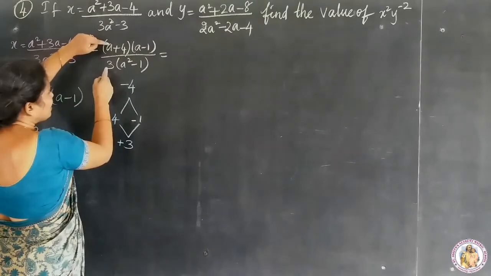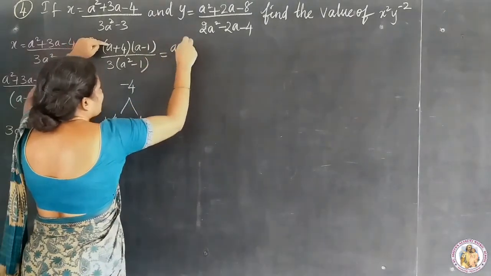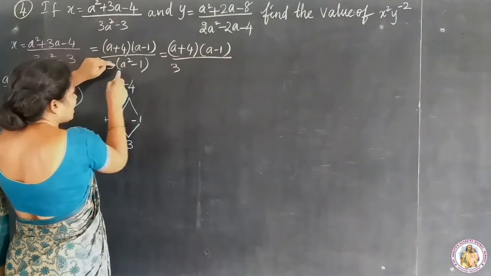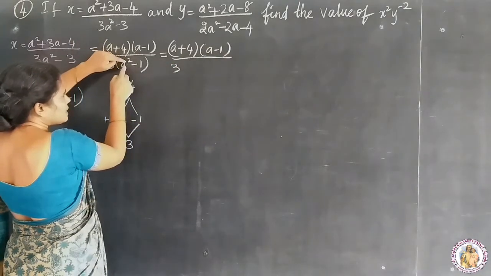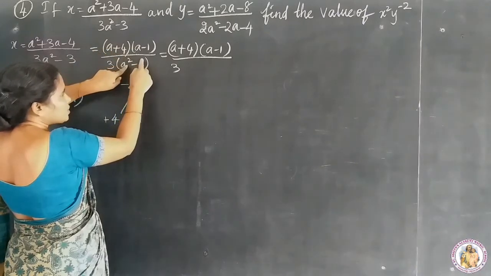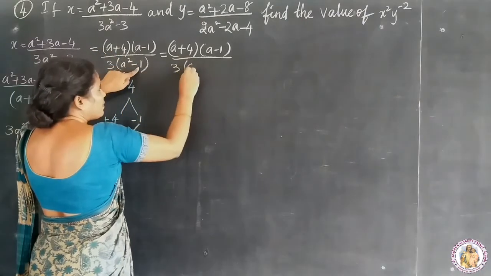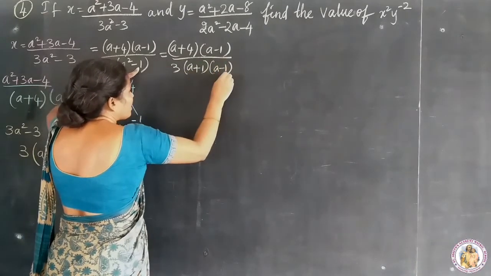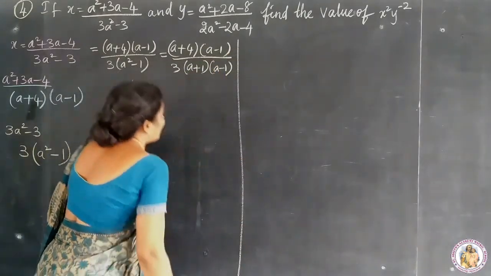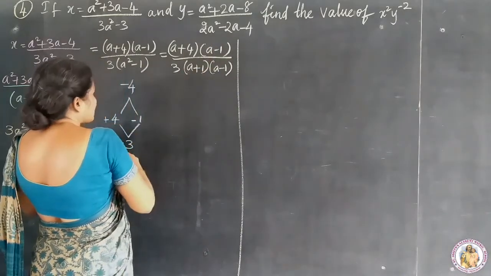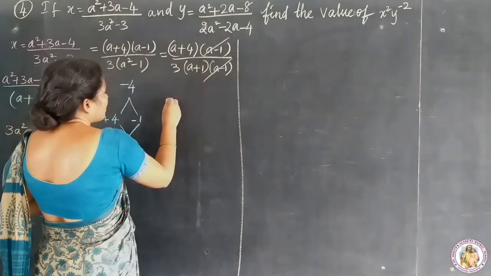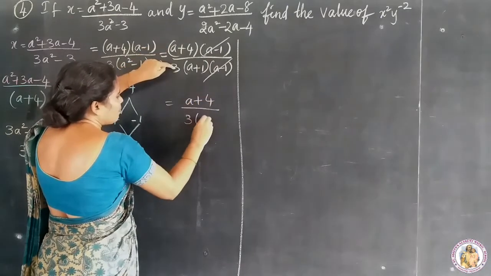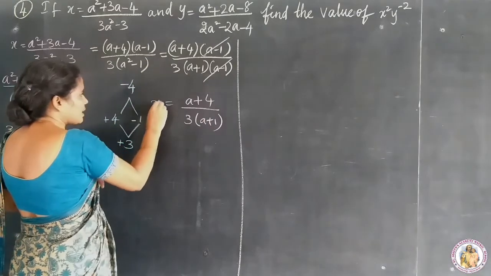Okay, now here we can see 3, a plus 4, a minus 1 and 3 into a square minus 1. So it is a square minus 1 square, that is a square minus b square. So we have to write a plus b, that is a plus 1, and a minus 1. Okay. And at last, cancel a minus 1, a minus 1. So a plus 4 by 3 into a plus 1 is the value of x.